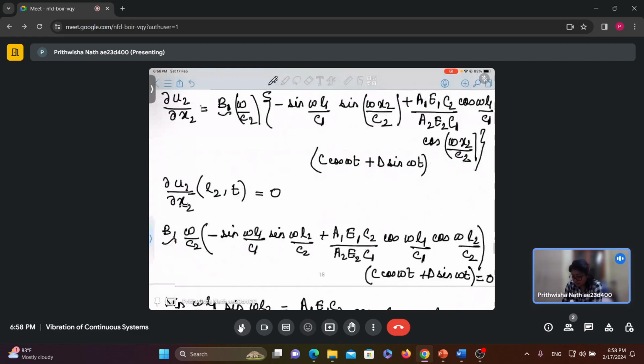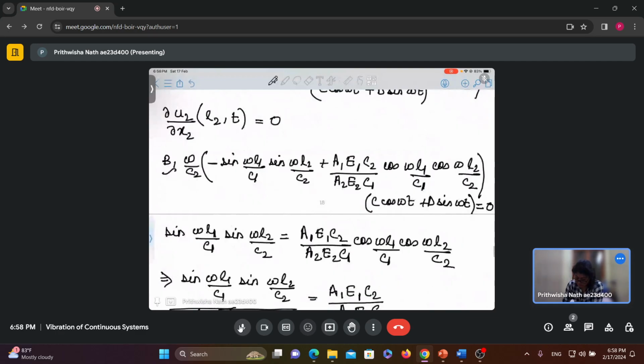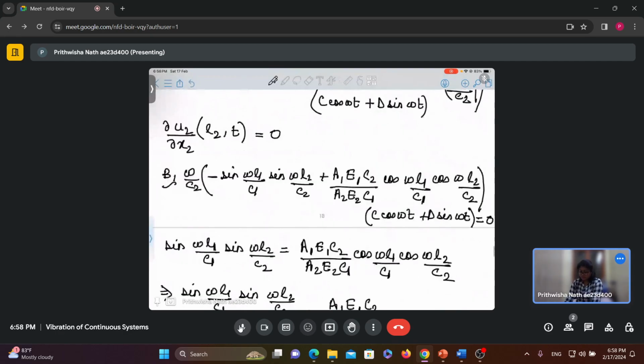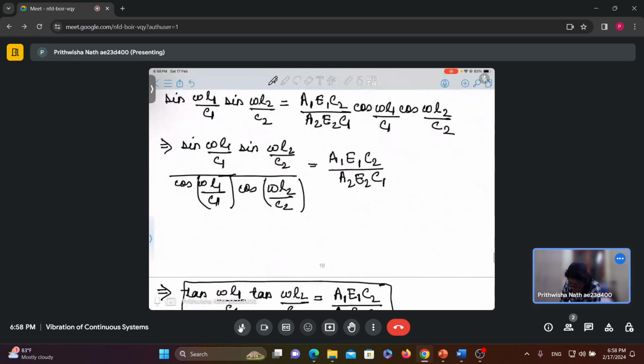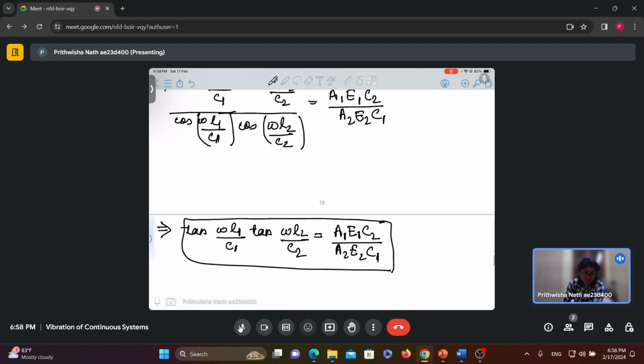Now finally, after rearranging all the terms, I get the expression as tan omega L1 by c1 into tan omega L2 by c2 equals A1 E1 c2 divided by A2 E2 c1. So this is the final equation which we get.